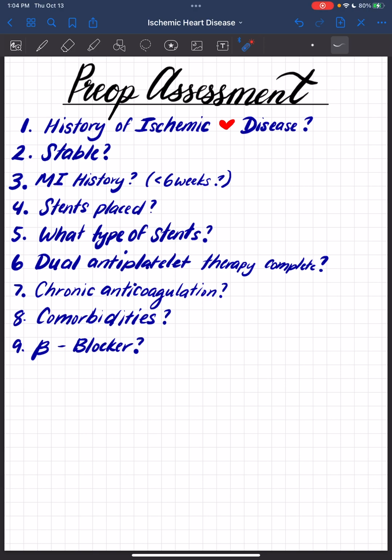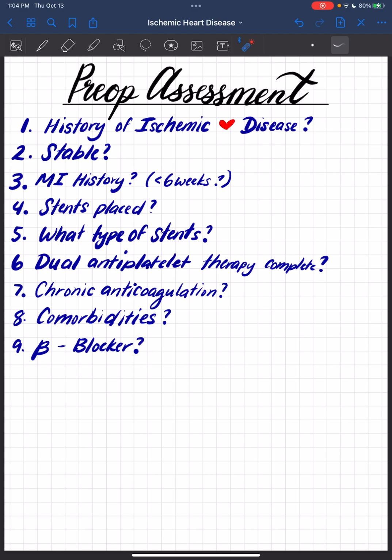And then are they on chronic anticoagulation? Usually for bare metal stents, they're going to be on chronic anticoagulation, and for drug-eluting stents, they will not usually be on chronic anticoagulation. Then we want to know what comorbidities they have. Are these patients diabetic? Do they have any other issues that are going to worsen their history of cardiac ischemia? We want to be aware of them and make an anesthetic plan that's going to cater to these issues.